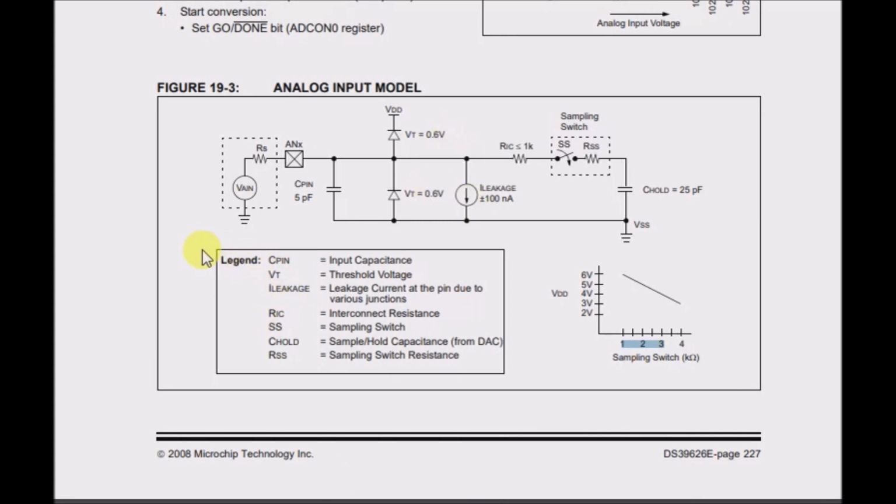I should read the legend, maybe. Maybe I should have read that first. Legend, CPIN, input capacitance. VT. Should I identify them on the chart? Okay, input capacitance. Here it is here, 5 picofarad. VT, threshold voltage. That's for the diodes.